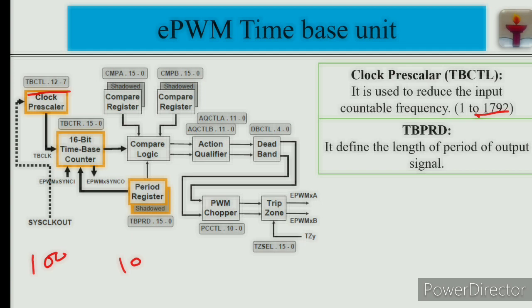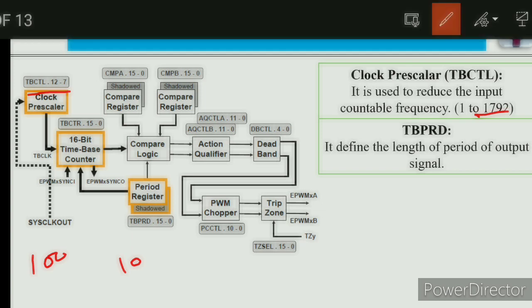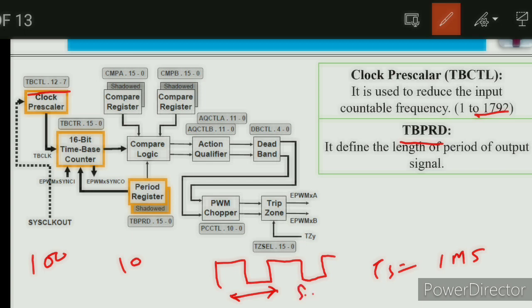Now TBPRD will define the length of your output signal. Let us assume that your output is a PWM pulse whose period is Ts equal to 1 millisecond. By assigning the TBPRD value, it will set the length of your output signal. The TBPRD will define the frequency of your output signal, right?